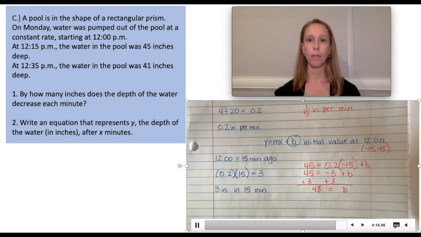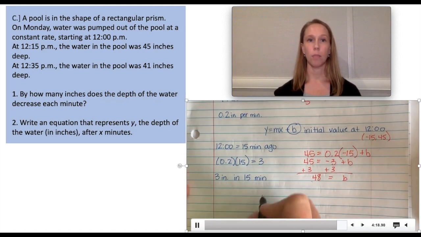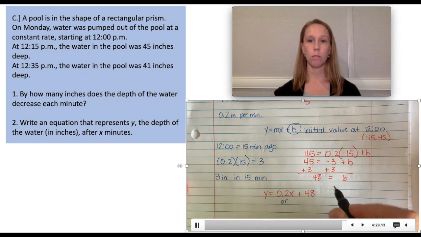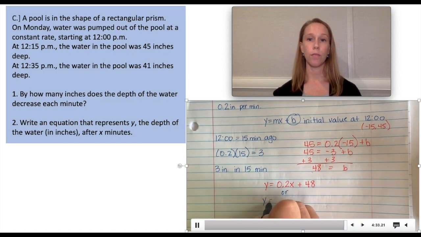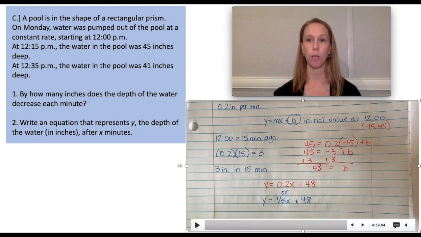And now all I have to do is go back and plug those in for number 2 to write the equation y equals 2/10 x plus 48, or my initial value. If you want to use the fraction, that would work as well. y equals 1/5 x plus 48. And that is the same equation, just depending on how you want to interpret your fractions.